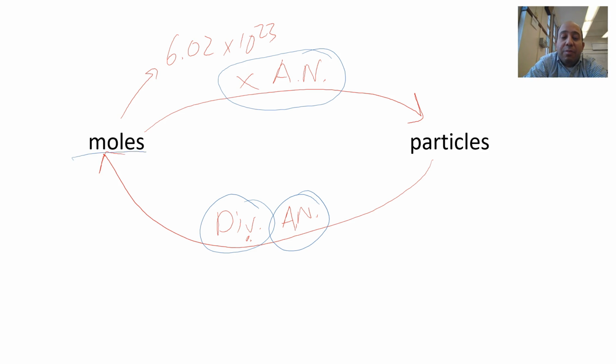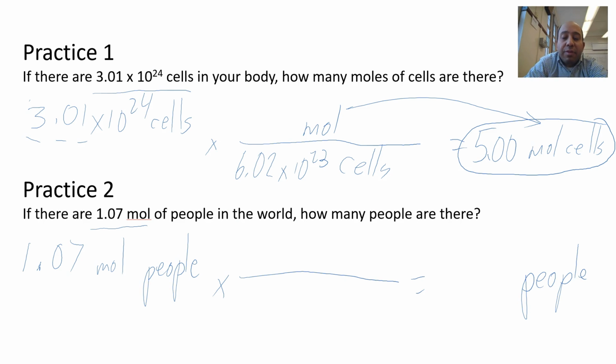And in this problem, you're going from moles to particles. So we're going to multiply by Avogadro's number, so we're going to put Avogadro's number at the top. And we know we have to put the units people because people are the particles in this problem. We're going to put moles on the bottom, right? See how the moles cancels the moles? And now we're going to multiply 1.07 times Avogadro's number.